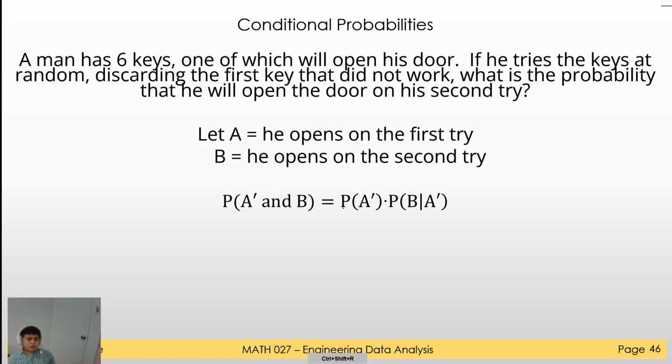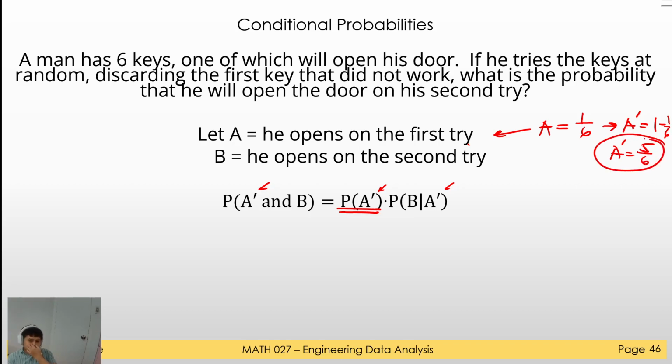So therefore, we're trying to find the probability of A not occurring, and the probability of B occurring given that A has not occurred. So what is the probability of A occurring? For this one, it will happen on the first try. So you have 6 keys and only one correct key. So we have 1 over 6. Therefore, the probability of A not occurring will be the complement of this. So we have 1 minus 1 over 6, which will be 5 over 6. Or sorry, A prime is 5 over 6.